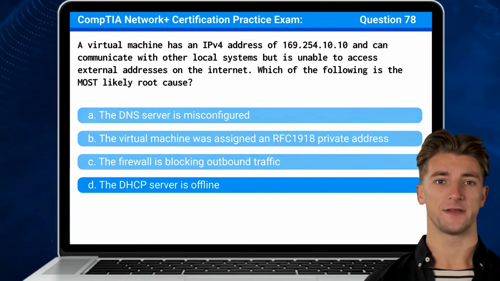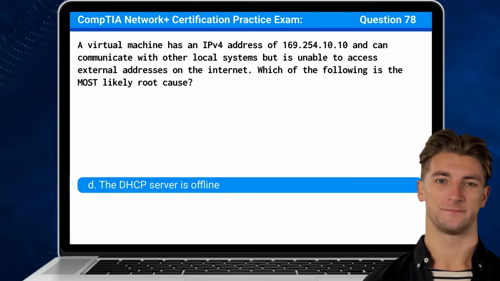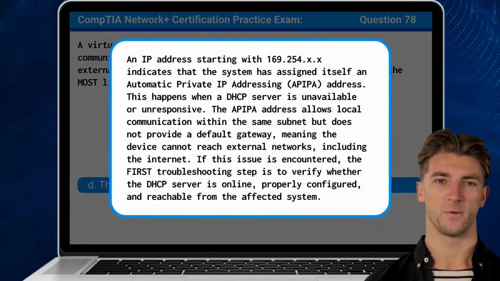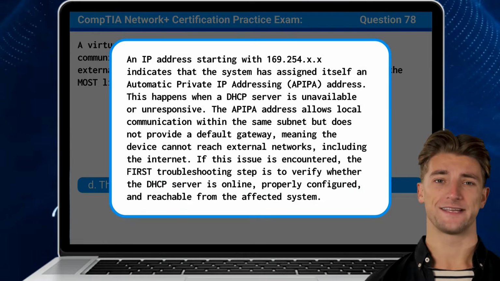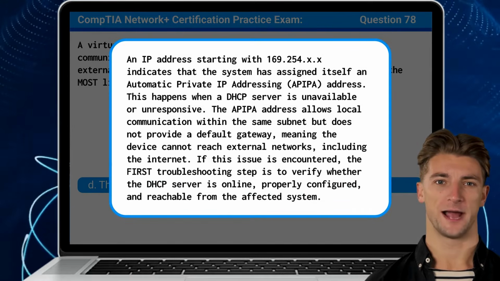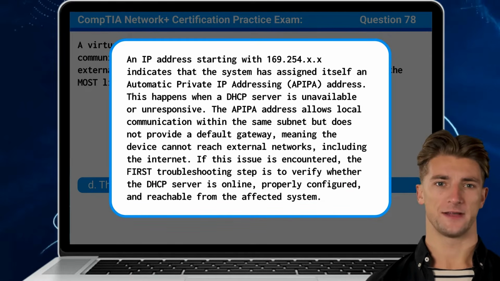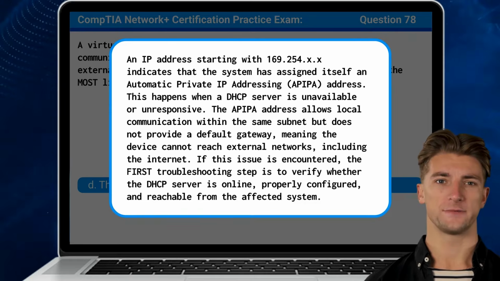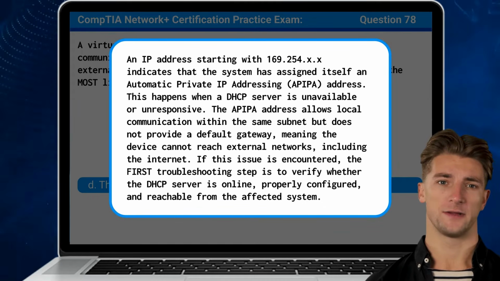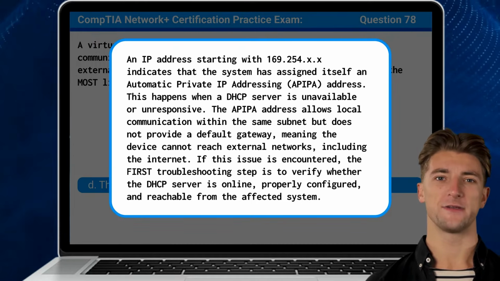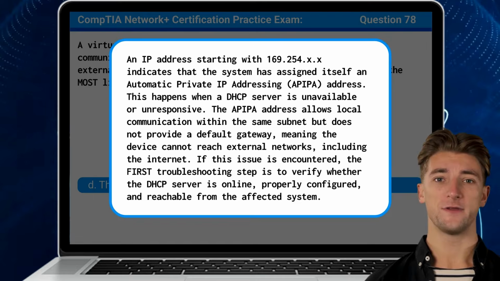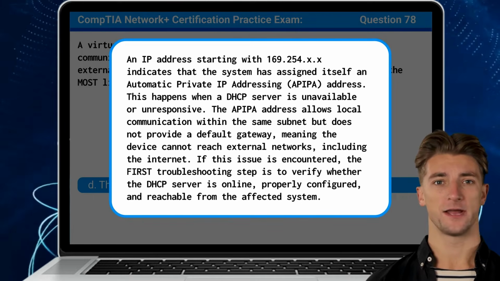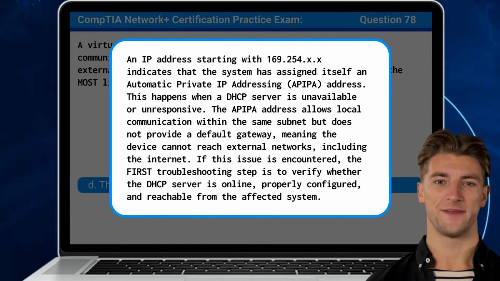The answer is D. The DHCP server is offline. An IP address starting with 169.254 indicates that the system has assigned itself an Automatic Private IP Addressing, or APIPA, address. This happens when a DHCP server is unavailable or unresponsive. The APIPA address allows local communication within the same subnet, but does not provide a default gateway, meaning the device cannot reach external networks, including the internet. If this issue is encountered, the first troubleshooting step is to verify whether the DHCP server is online, properly configured, and reachable from the affected system.